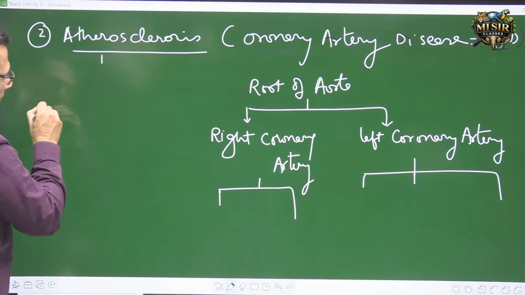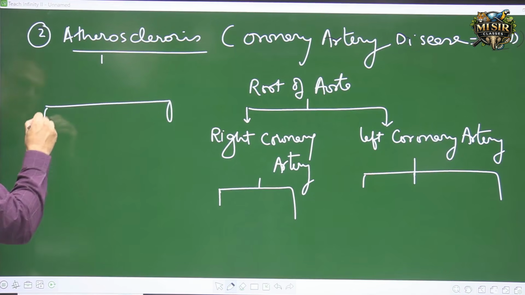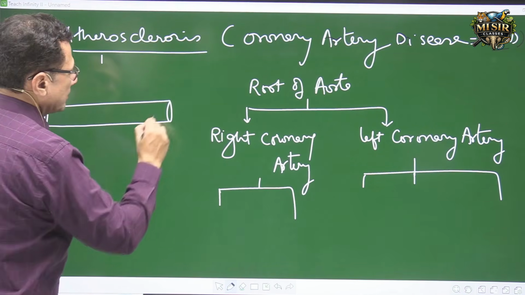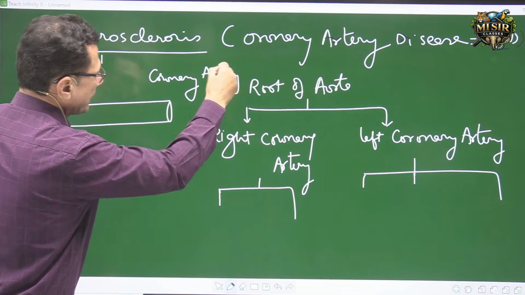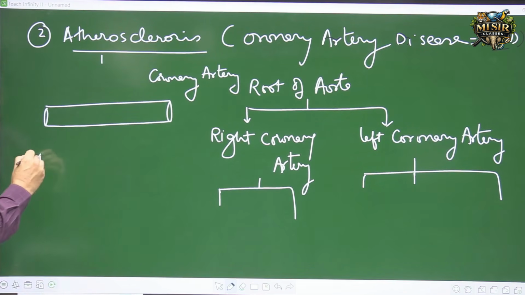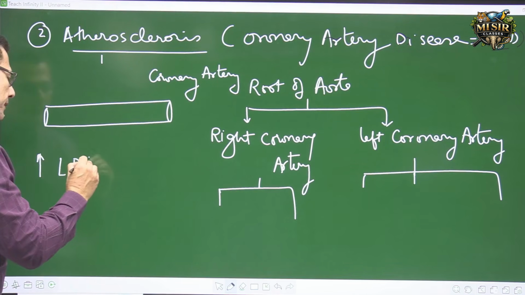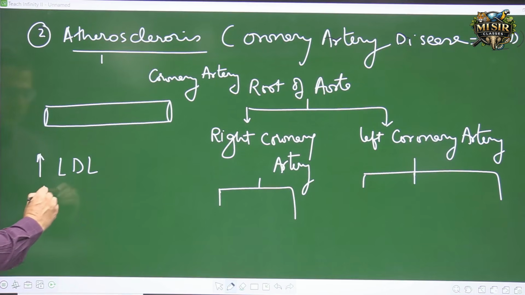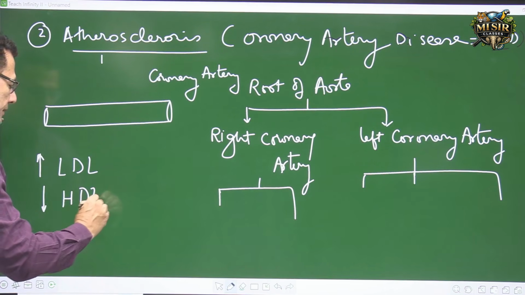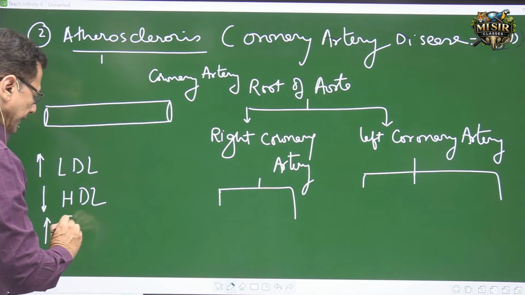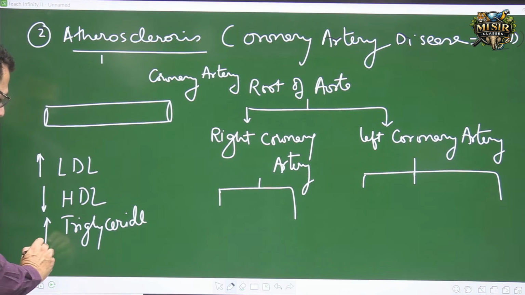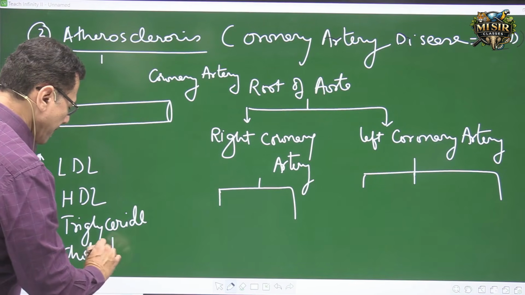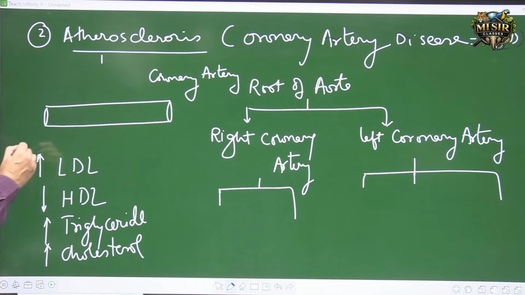Atherosclerosis is nothing but, suppose this is a coronary artery. Due to elevated low density lipids, LDLs, due to fall in the level of high density lipids, rise in triglyceride in blood, rise in cholesterol in blood. These are the conditions. Rise in low density lipids.